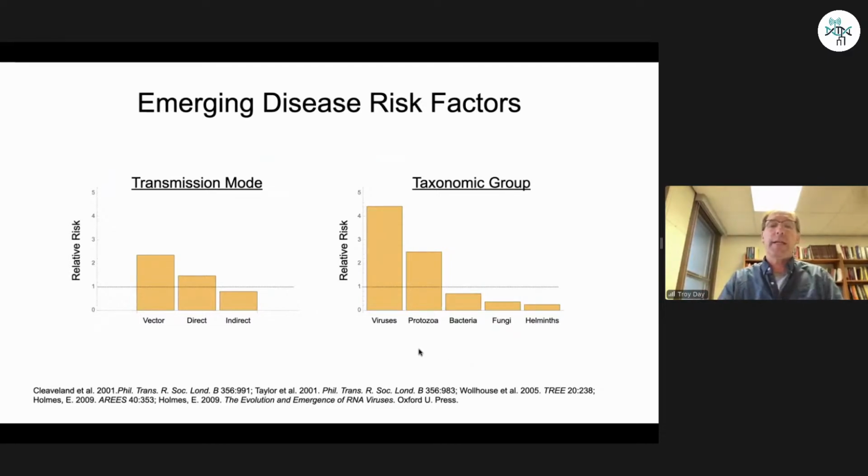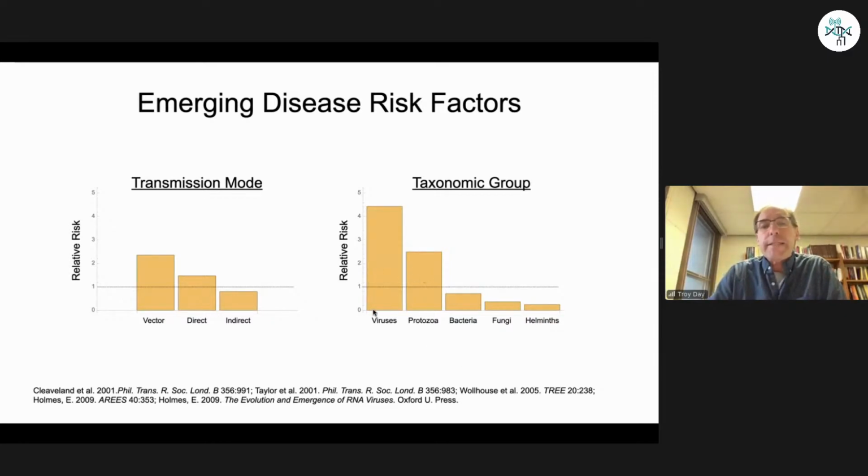And what you see, and it's a very robust pattern in a number of other analyses as well, is that viruses in particular tend to be disproportionately associated with emerging infectious diseases compared to what you'd expect based on how abundant they are. And the opposite is true for fungi and helminths. They tend to be disproportionately not associated with emerging infectious diseases based on how common they are.